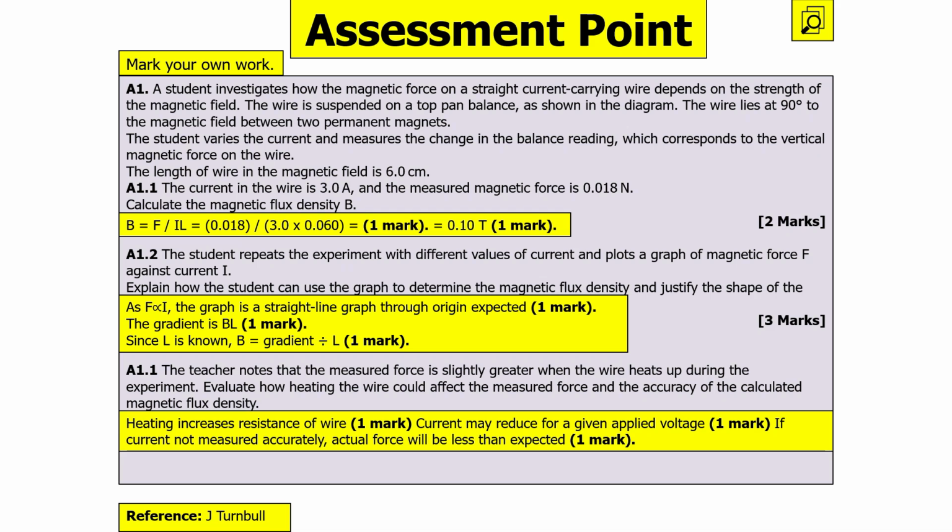Now, heating will increase the resistance of the wire, so the current may reduce for a given applied voltage. So if the current isn't measured accurately, the actual force will be measured to be less than what we expect.